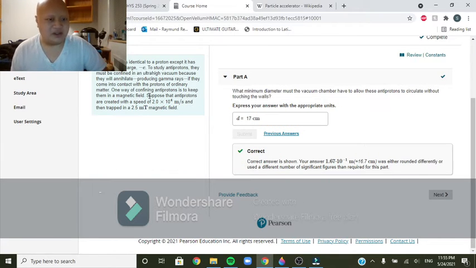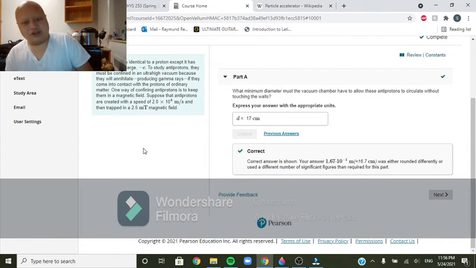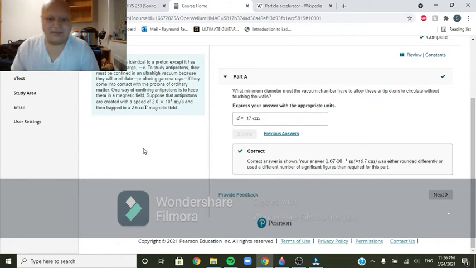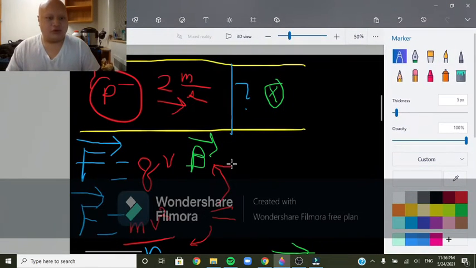Suppose that antiprotons are created with a speed of 2.0 times 10 to the fourth meters per second and then trapped in a 2.5 millitesla magnetic field. What minimum diameter must the vacuum chamber have to allow these antiprotons to circulate without touching the walls? So the answer is 17 centimeters. I'll show you why.